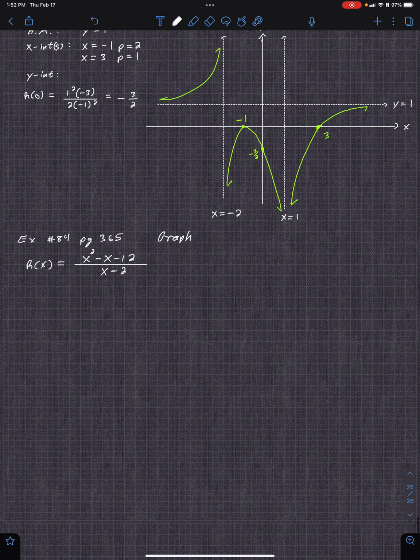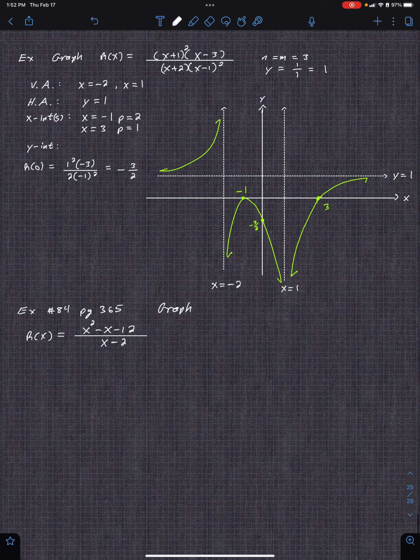We will continue in 3.5. Here's the last example that I did in 3.5. This is not multiplied out, but you can see that you have the powers add up to 3. So you know the numerator is a third degree, and so is the denominator. So your n and m are both 3, so that's how you get the horizontal asymptote, etc.